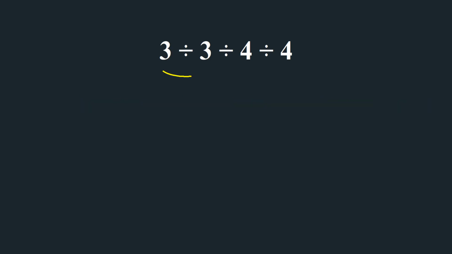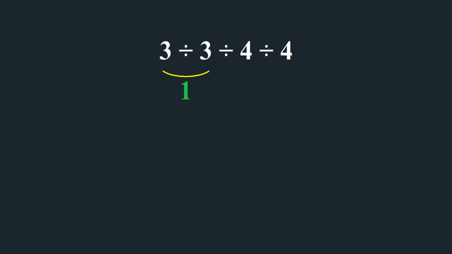3 divided by 3 which equals 1 and 4 divided by 4 equals 1. Now we have this problem, 1 divided by 1 which equals 1, but this answer is not correct because according to the order of operations we must do this division, then this division, and at last this division. So we have first this division, 3 divided by 3 equals 1.